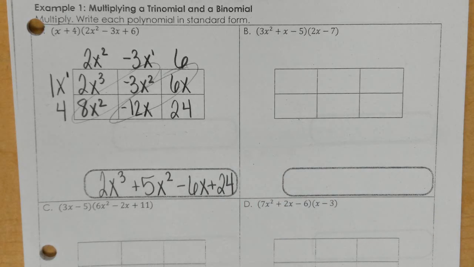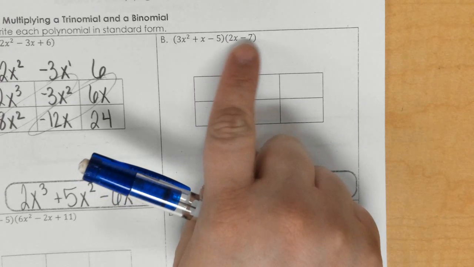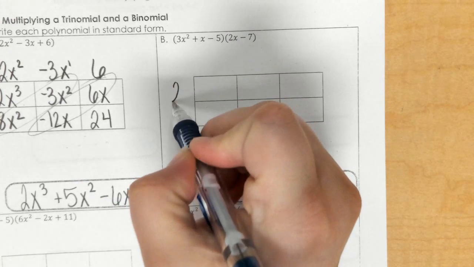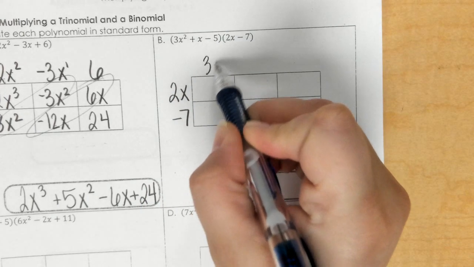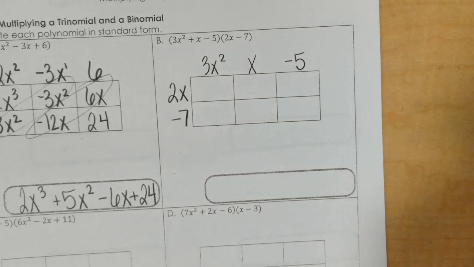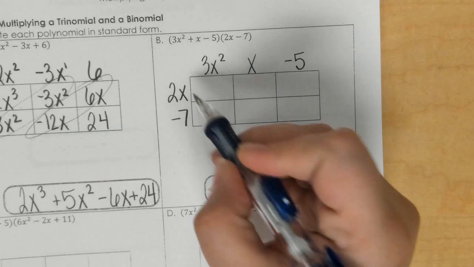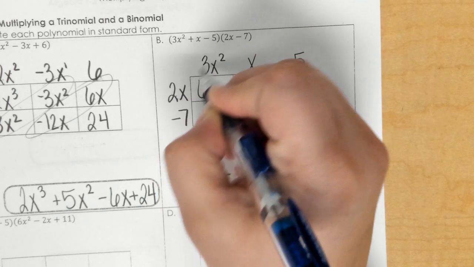Okay, in part B, it's just switched around. It's a trinomial times a binomial. I'm still going to put the 2x minus 7 on the side. And then I have the 3x squared, x, negative 5. So, distribute the 2x, and we get 6.